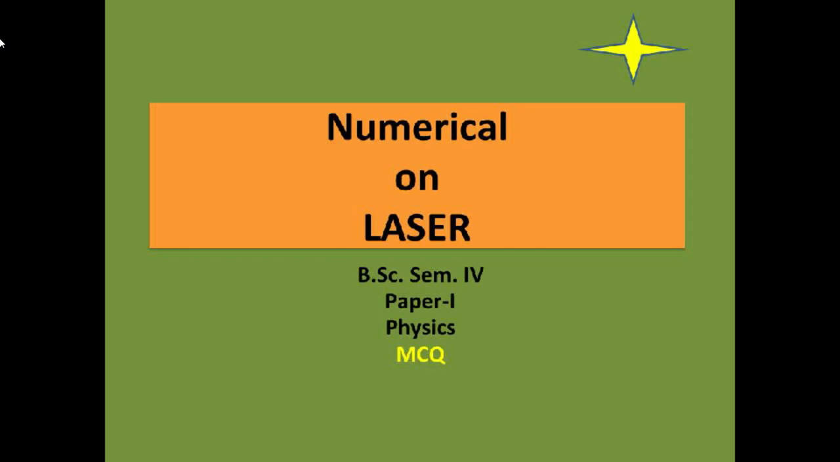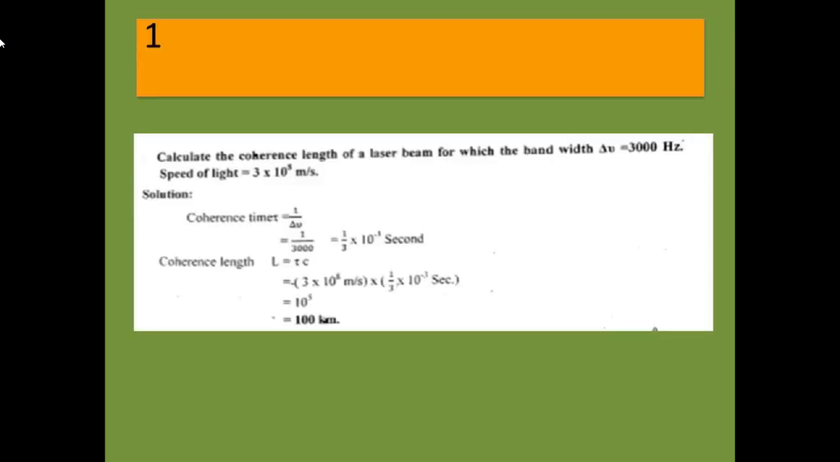Hello, today we are going to see numericals based on laser. Let us begin. Calculate the coherence length of a laser beam for which the bandwidth, denoted by del nu, is equal to 300 Hertz, and the speed of light is 3 into 10 to the power 8 meter per second. Here we are going to find coherence length.